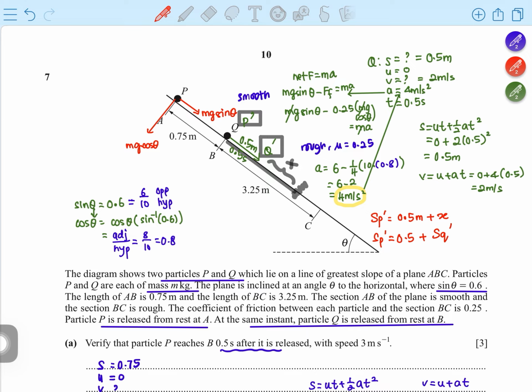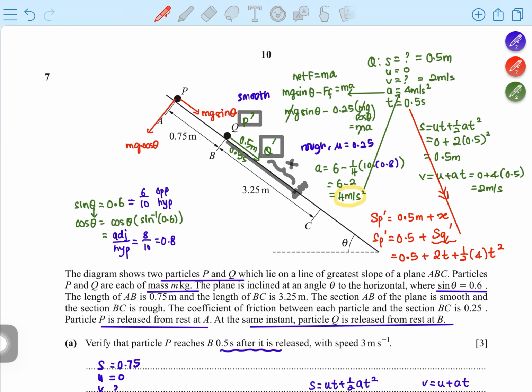Now it becomes easy because I have all the information. So let's go and write s for Q prime. Because I have all the information here, I'm just going to substitute s = ut + half at squared. What is your u value now? It's 2. 2t plus half 4t squared. And what about your s P prime?